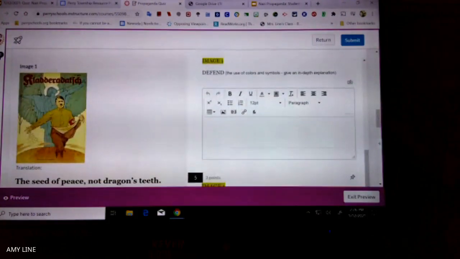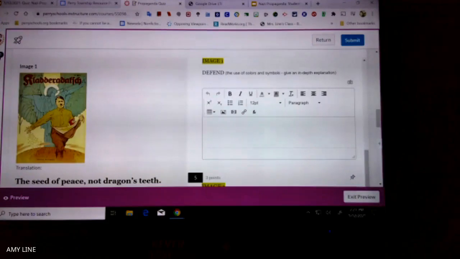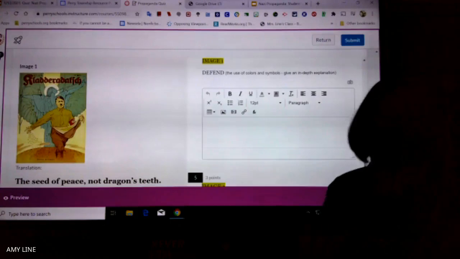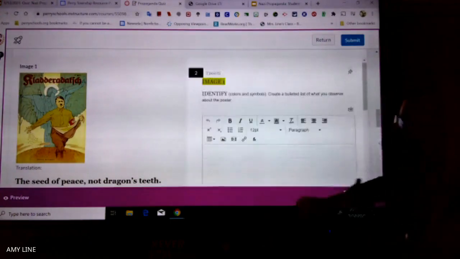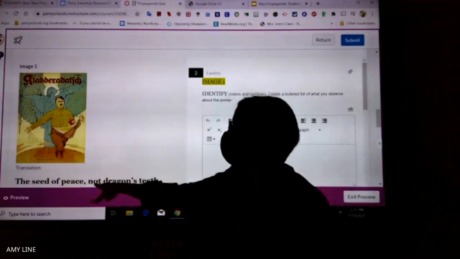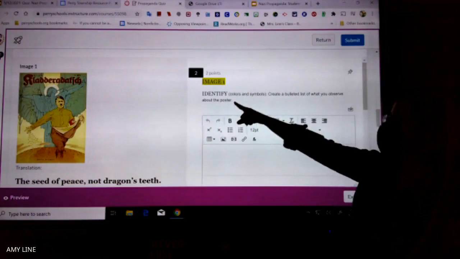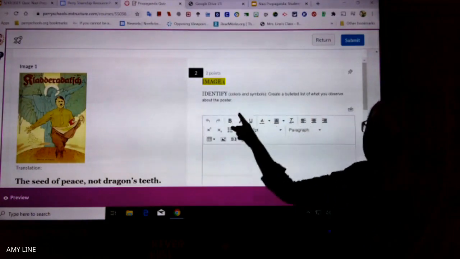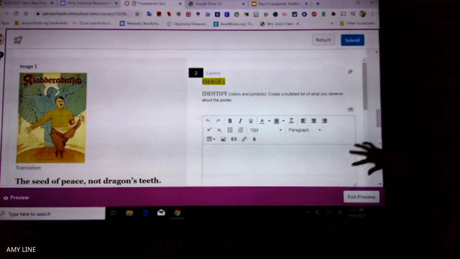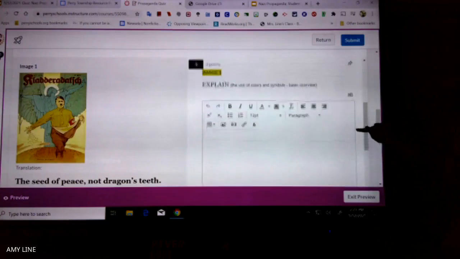Next, this is where you get into your images. Each image has 4 questions to it. Okay? And they're the 4 things that we've been doing for the past 3 days. So, image number 1, translation, the seed of peace, not dragon's teeth. What do you identify? What do you notice? Okay, you're just doing that bulleted list of what you observe about the poster. When you're done with that, move down to the next question.